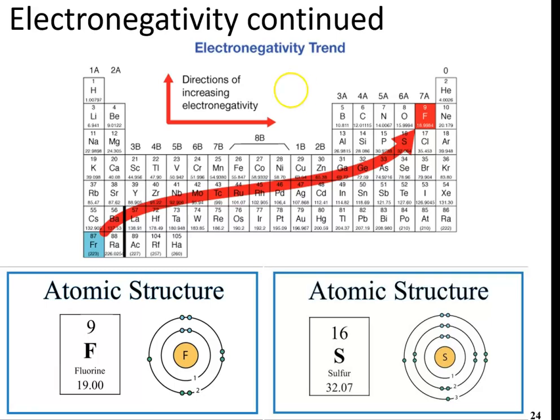This is for two reasons. One, as the elements go from left to right, there are more protons in the nucleus, and that causes an increased attraction of electrons. And as you go from bottom to top, the outer shell, or the valence shell, gets closer to the nucleus. So here we'll show the difference between fluorine and sulfur. Look at the outer shells. Fluorine's outer shell is much closer to its nucleus than sulfur's outer shell. And fluorine actually happens to be the most electronegative element.